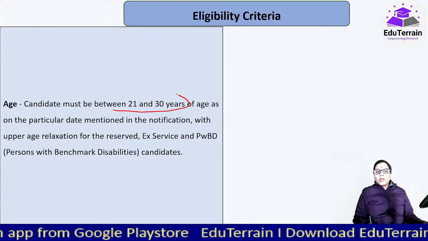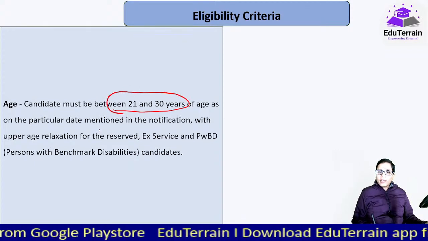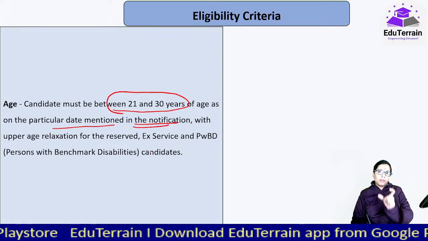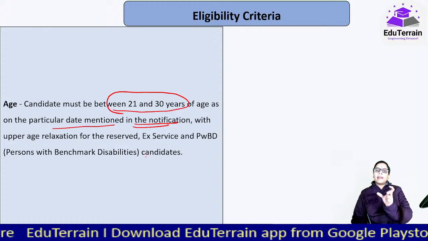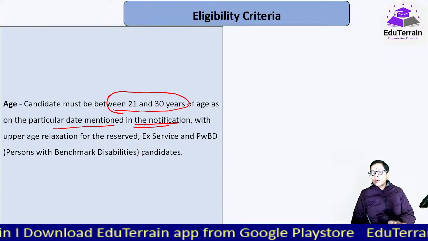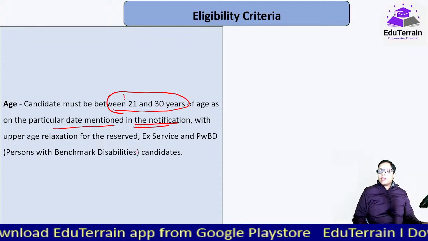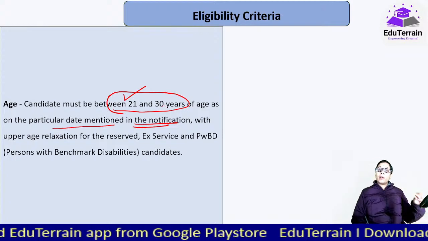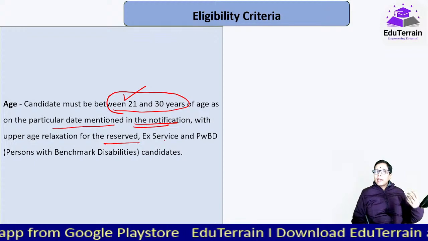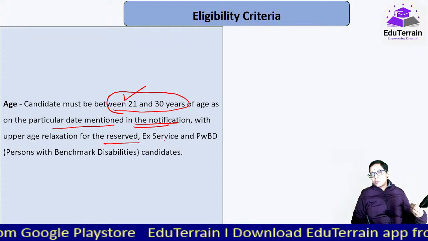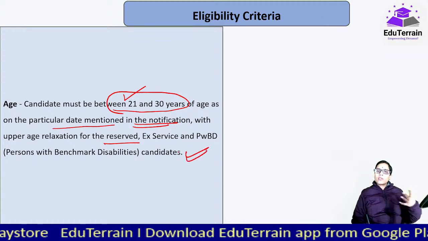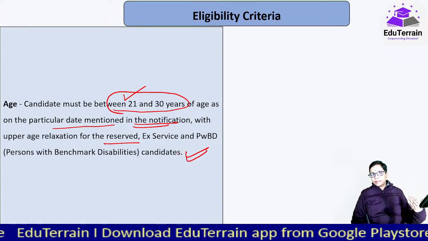Candidates must be between 21 and 30 years of age as on the particular date mentioned in the notification. So they'll mention that as on that date, you have to complete the graduation and get the certificates, either provisional or the final ones, and you should be between 21 and 30 years of age. But yes, there is upper age relaxation for reserved candidates, ex-servicemen and persons with benchmark disabilities, that is PWBD candidates. 3 years, 5 years, 10 years, so they have their own criteria again.